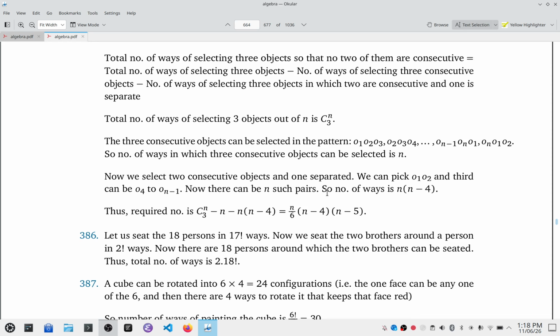So I'll explain a bit here, okay? So we pick O1, O2, okay? And third object can be from O4 to On minus 1. So how much is this? This is n minus 4, and O1, O2 can cycle like this. Next would be O2, O3, then O3, O4, and it will continue till we come to On, O1. Okay, so there will be n such pairs. So that's how n into n minus 4.